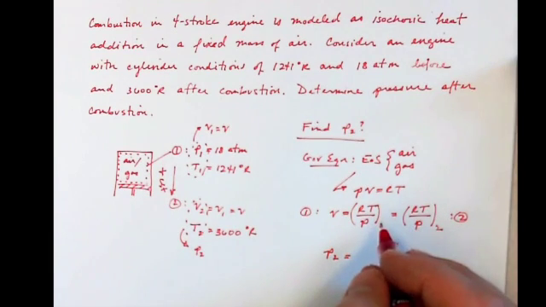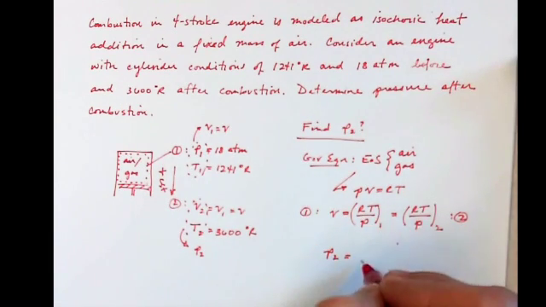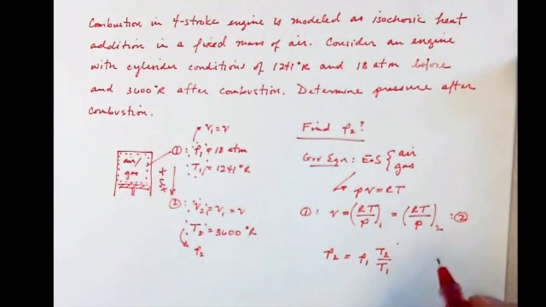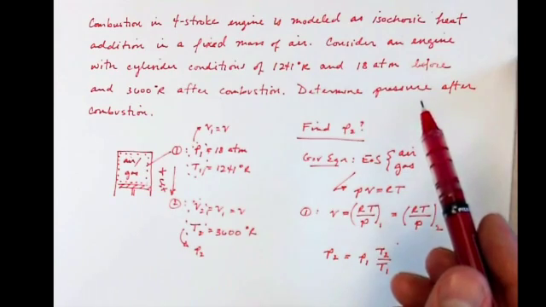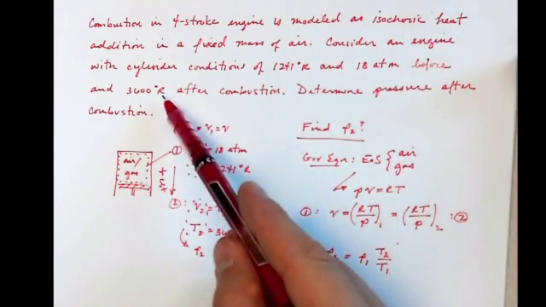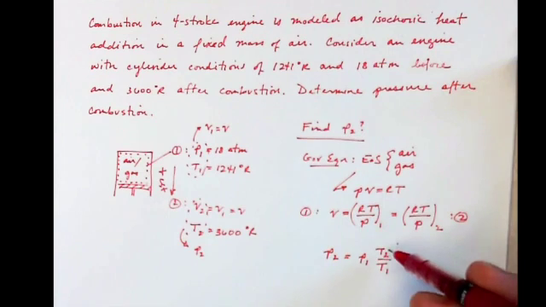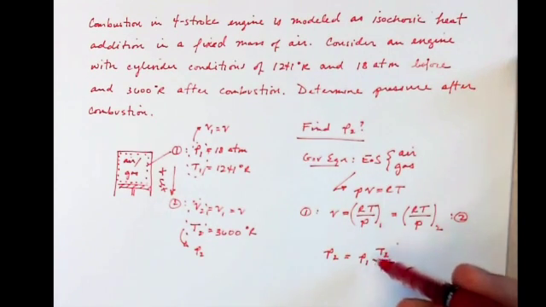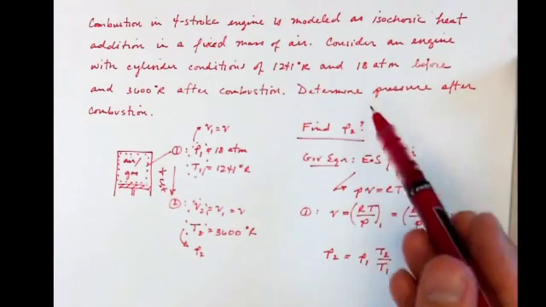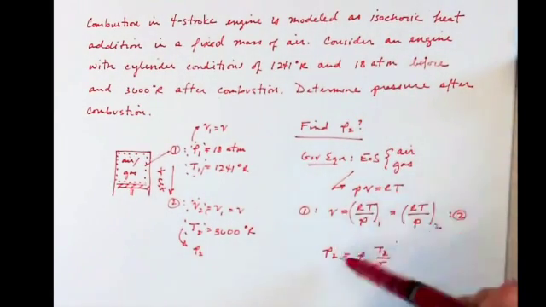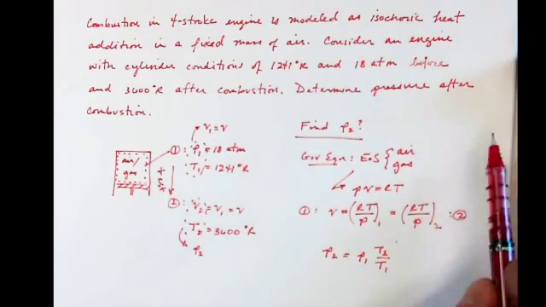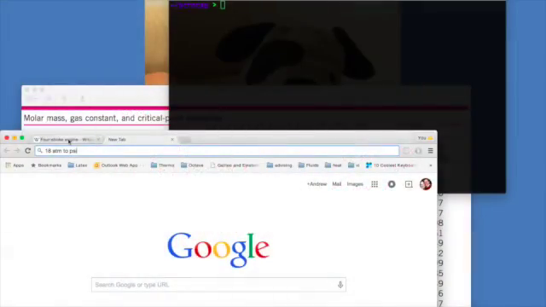So P2 in this case would be equal to P1 times T2 over T1. And the nice thing about this is that now I really don't have to worry about too many unit conversions, because these temperatures in degrees Rankine are going to, their units will cancel out. So I'm going to get something that is going to have the units of whatever P1 is, in this case 18 atmospheres. So now that we've kind of taken a look at this, let's go ahead and do it in MATLAB.